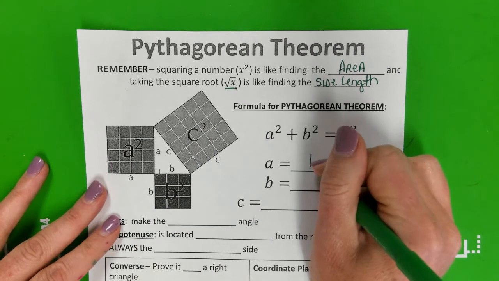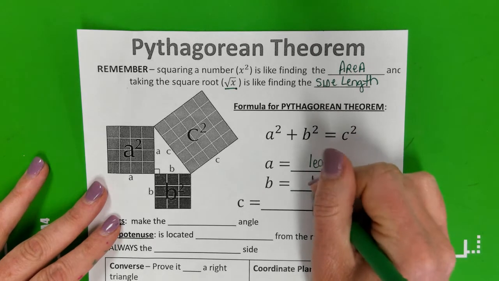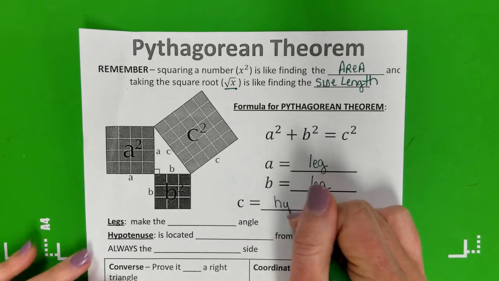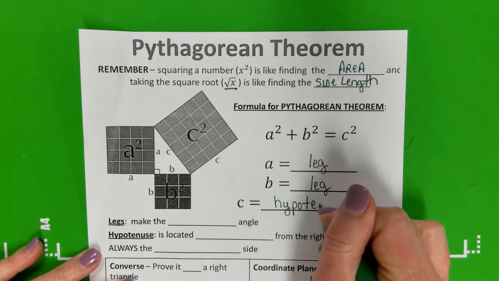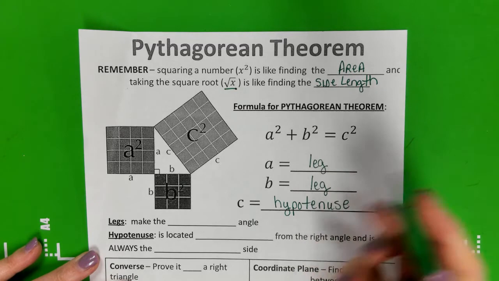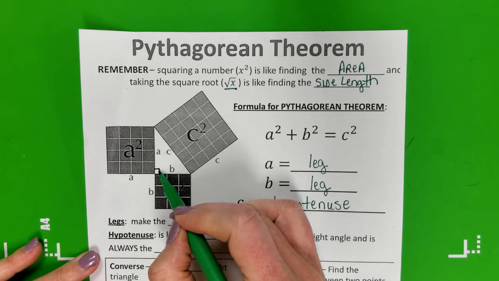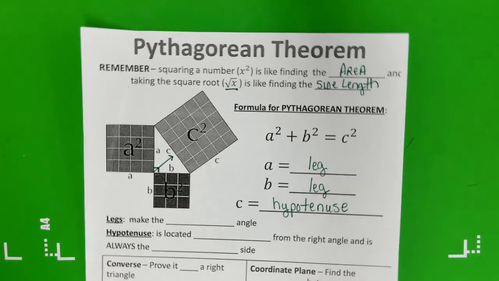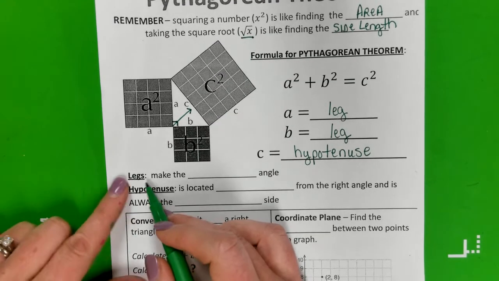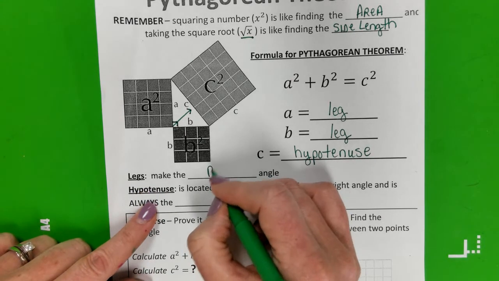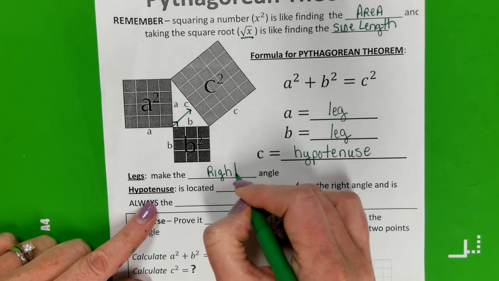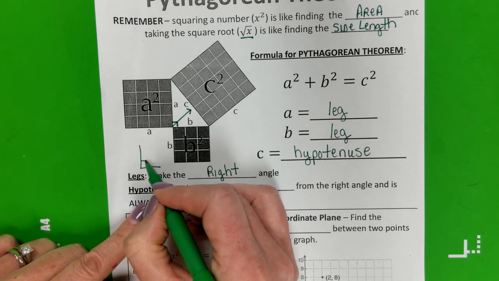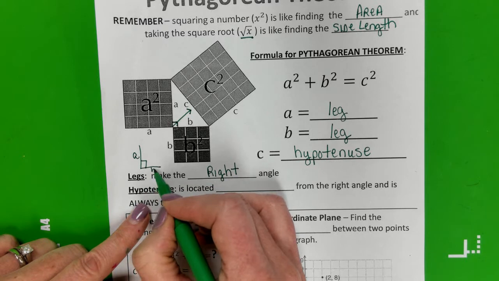A, remember, is a leg. B is a leg. And remember, side C is called the hypotenuse. Okay? Remember, we always talked about that if you find the right angle, you can draw an arrow out of it, and it will point to side C. The legs, remember, make up the right angle. Okay, they make up the right angle, and you see that right here. Here's my right angle, side A and side B.